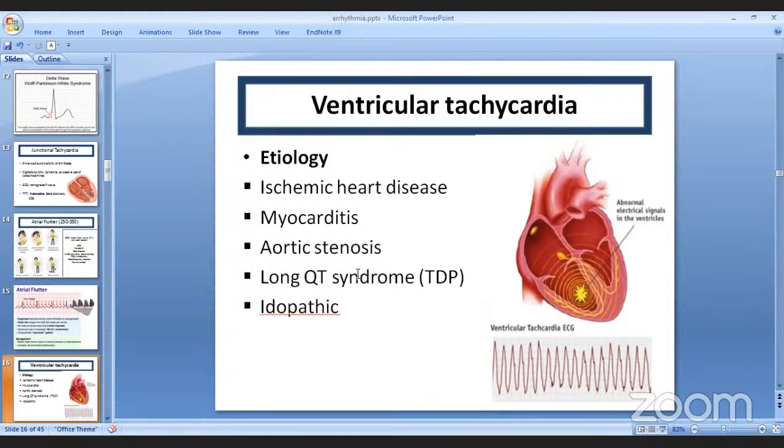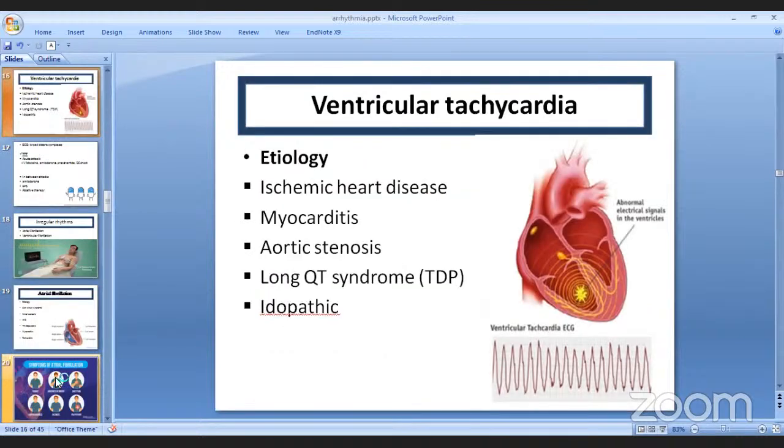Sometimes long QT syndrome could be congenital, it could pass in families. You see the QT interval is elongated in this case. It can also be due to hypokalemia. And the drug amiodarone can cause long QT syndrome by blocking the potassium channels. Or ventricular tachycardia could also be idiopathic. The ECG pattern shows broad, bizarre complexes. Just remember the broadness.